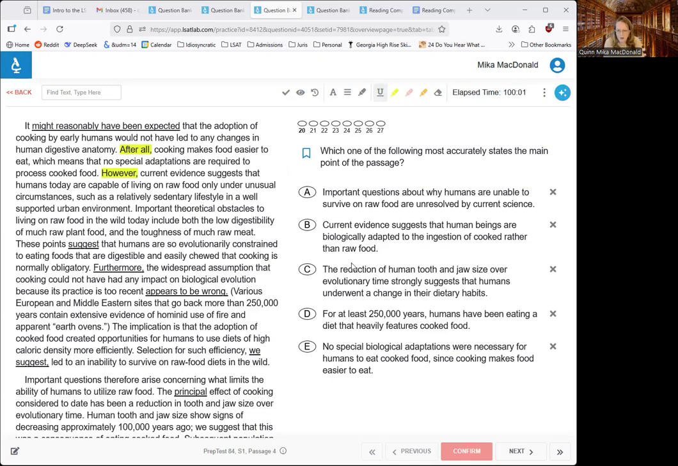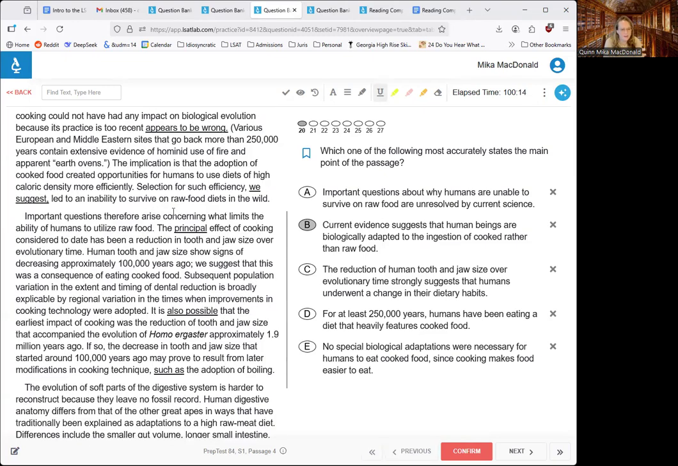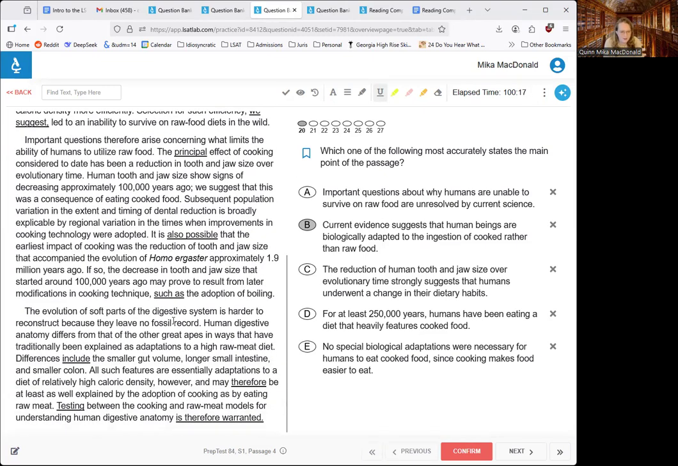All right. Well, I think we can lock that in. And yeah, I do think B is the best answer here. Our author is weighing two ideas, right? Raw versus cooked. They're not necessarily saying they're right. We can see that this author is definitely arguing for their theory, but never asserts that it must be correct. So B hits that tone perfectly, right? Current evidence suggests humans are biologically adapted to ingestion of cooked rather than raw food.